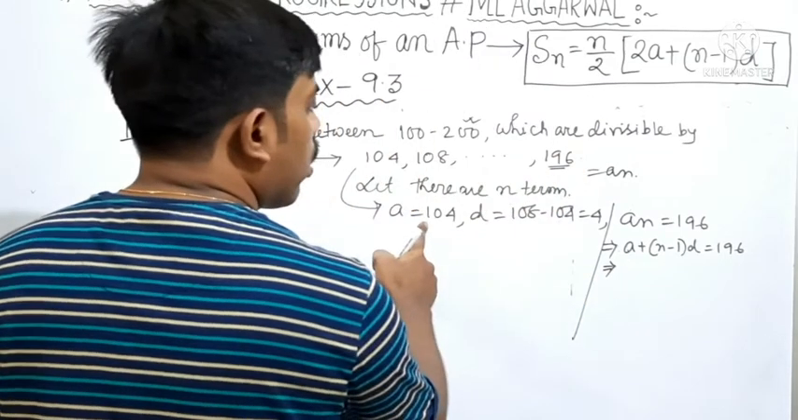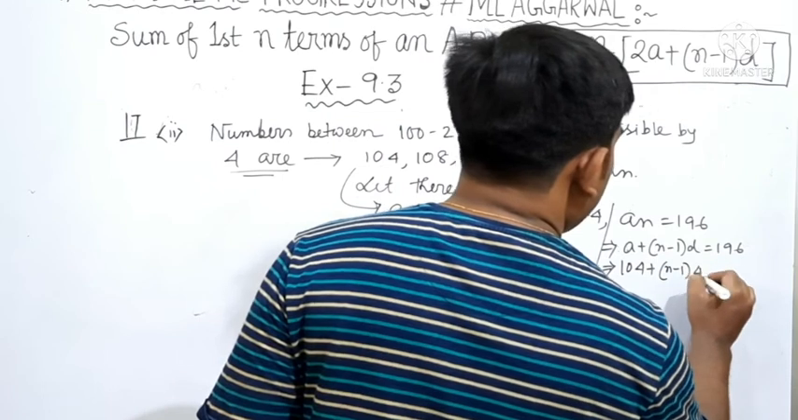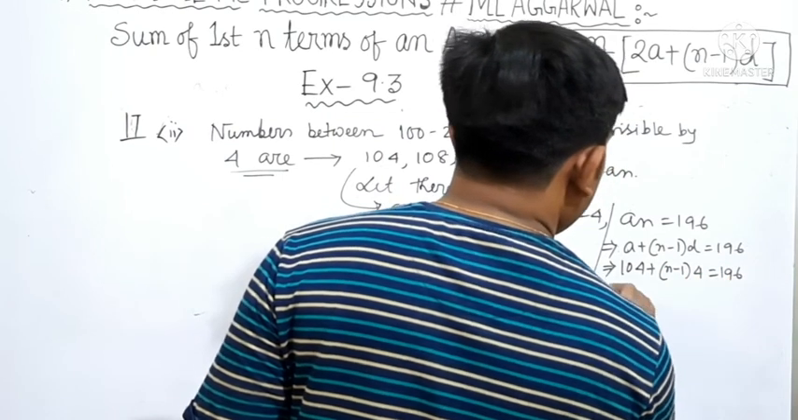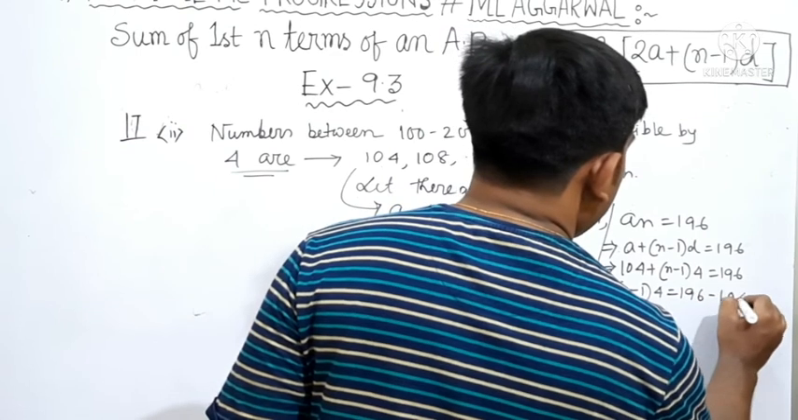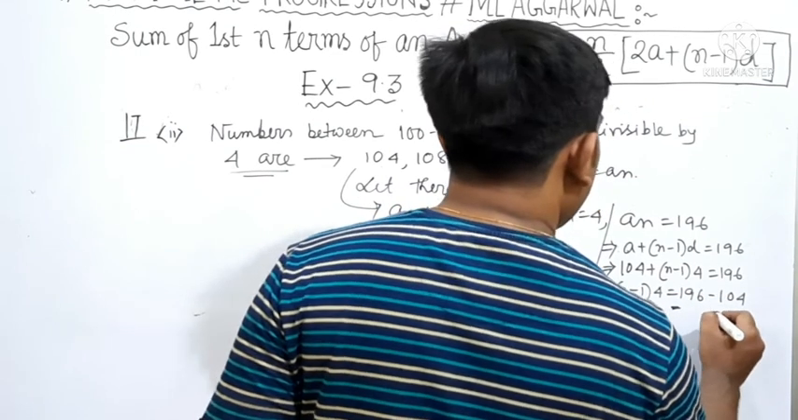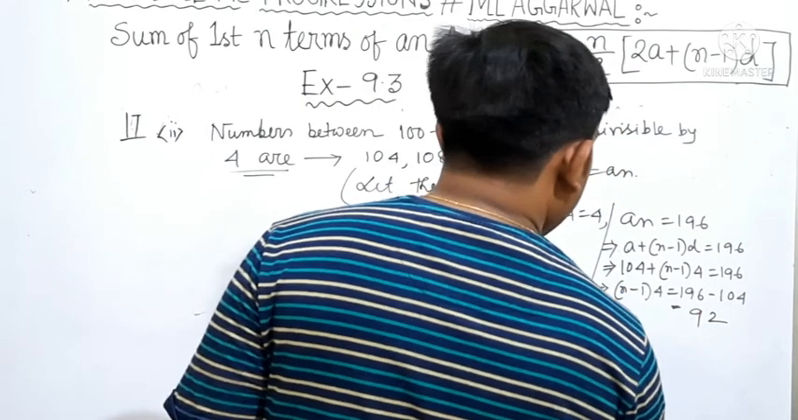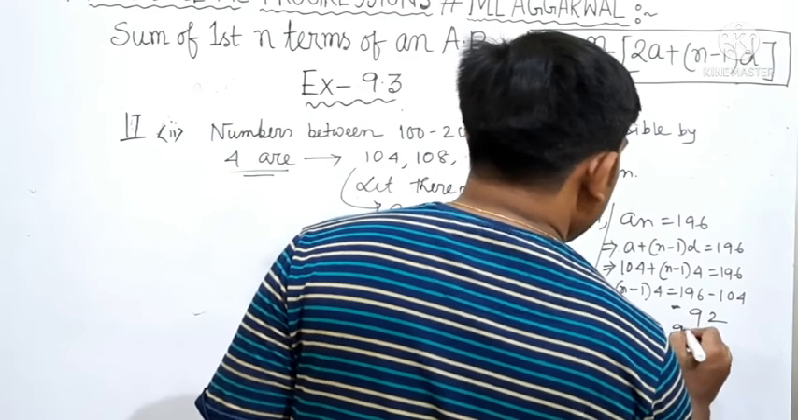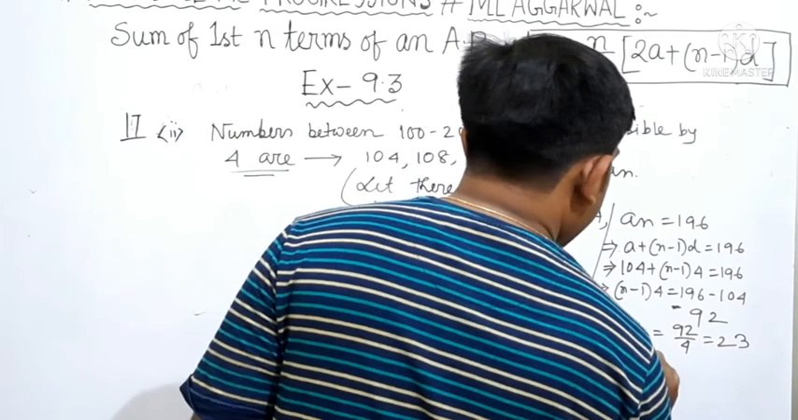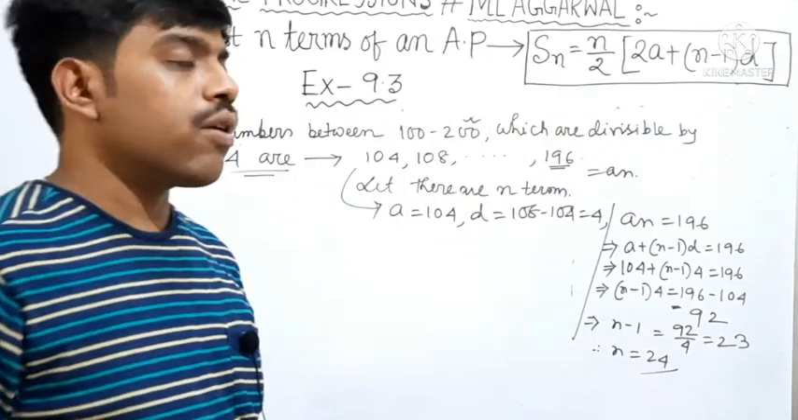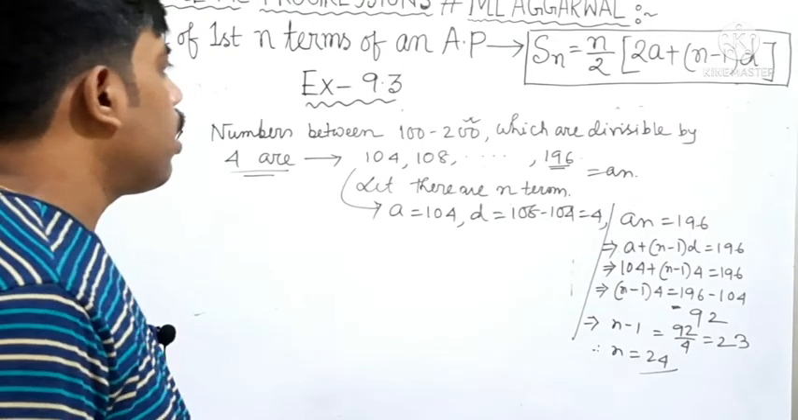The value of a is equal to 104, so 104 plus n minus 1 into d, d is equal to 4, is equal to 196. Therefore n minus 1 into 4 is equal to 196 minus 104, so it will be 92, implies n minus 1 is equal to 23, n is 24. So there are 24 terms in between 100 and 200 which are divisible by 4.